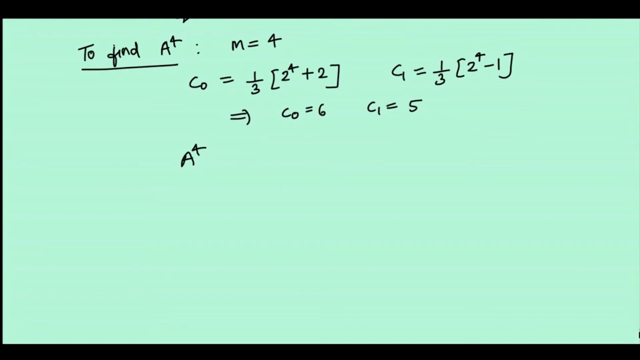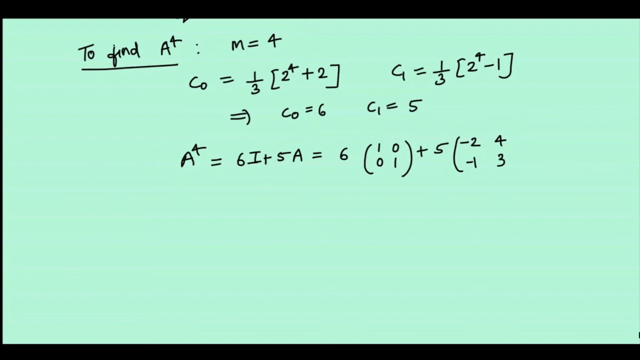So we can write A raised to 4 is equal to 6I plus 5A, which is 6 into the identity matrix [1, 0; 0, 1] plus 5 into the matrix A, [-2, 4; -1, 3]. If we do this, we will get [-4, 20; -5, 21]. So this is A raised to 4.